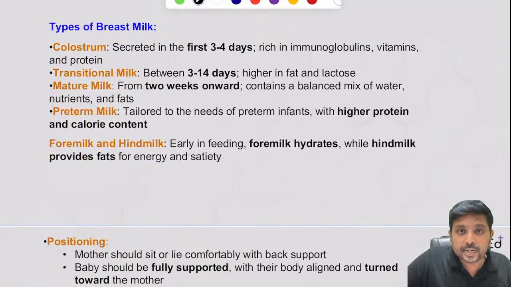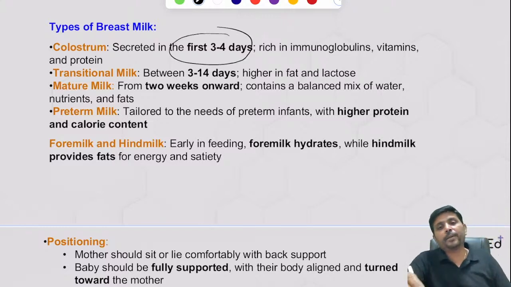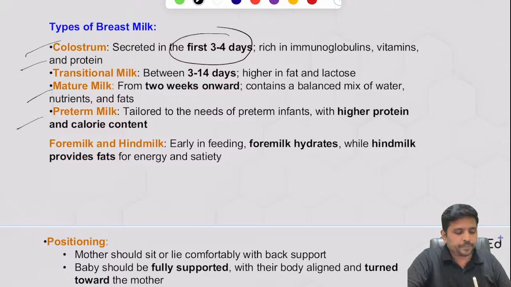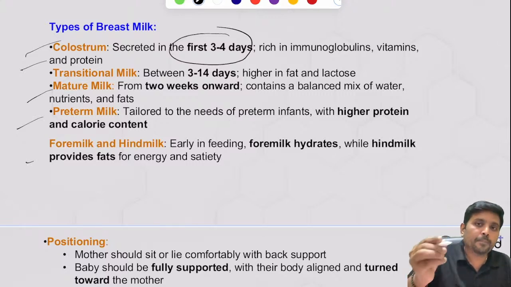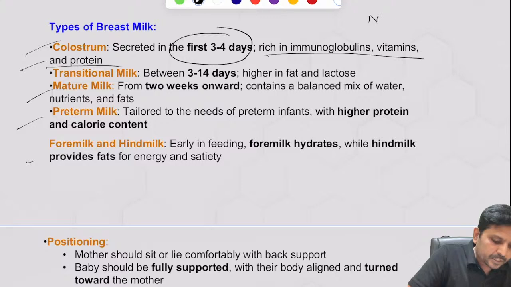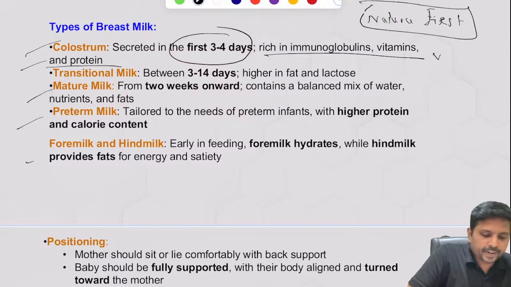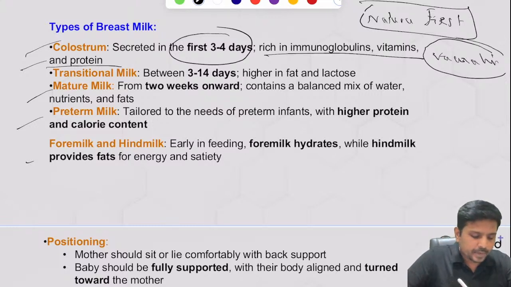Remember, the first 3 days of breast milk is called colostrum. They will be asking these 5 points. First 3 days of breast milk is called colostrum. It is poor in nutrition but rich in immunoglobulin, vitamin, and protein. Nature's first vaccination is colostrum.